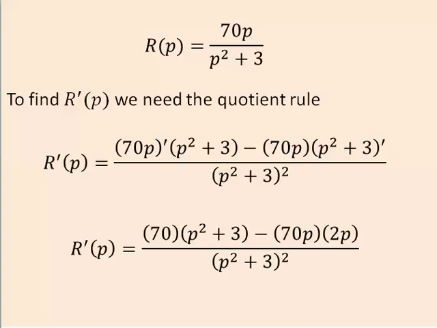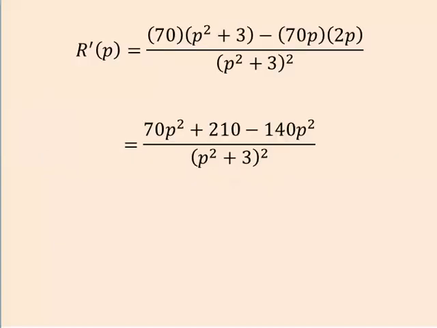All right, our job now is to do a little bit of cleanup. So I'm going to take the 70 and I distribute it into the p squared plus 3. And then also I multiply 70p times 2p. And this is what I get. And notice that I have 70p squared and then I subtract 140p squared. So let's put those two together. And this is what we get for the marginal revenue function, or the rate of change.